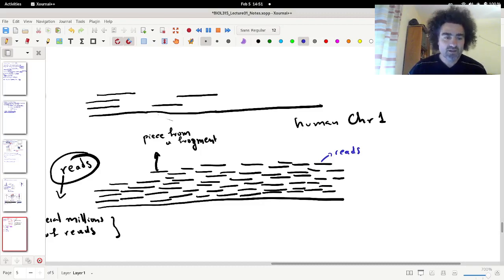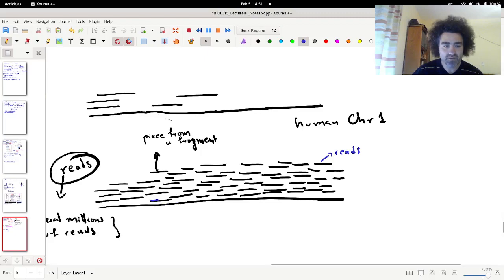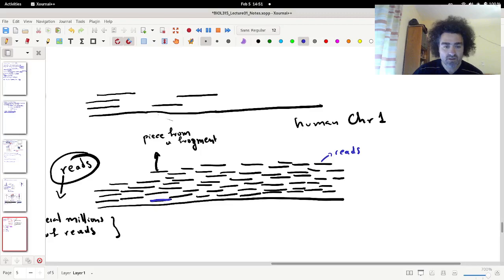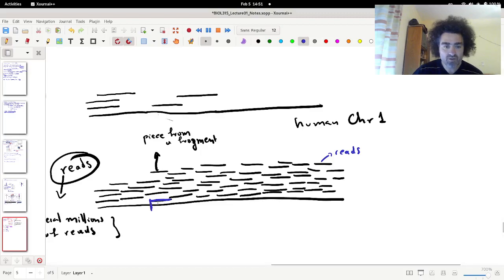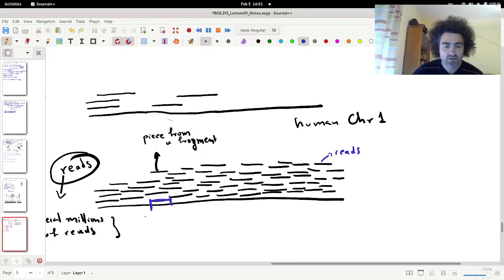And the computational process that we will see during the class is saying where a read belongs to. So what is the assignment between a read and the genome? For example, say that this read is a read that corresponds to position 500 to 600. This process is called mapping.